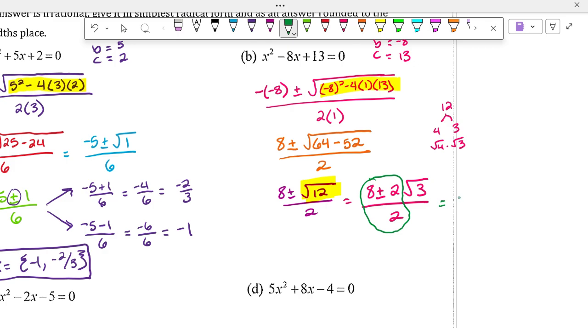So what's 8 divided by 2? Plus or minus, what's 2 divided by 2? 1. So we'd have the square root of 3. And then 2 divided by 2 is still 1, so we put it over 1, so we're done. Now, this would be the same thing as 4 plus square root of 3, 4 minus square root of 3, but since we can't simplify it further, we just leave it like that.